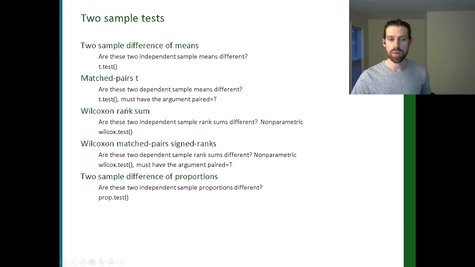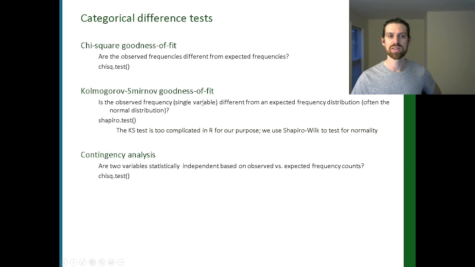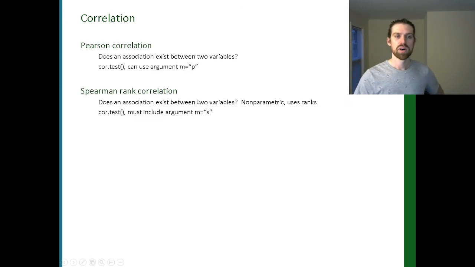And then you've also got the non-parametric Wilcoxon and rank sum tests, these tests down here, if you don't have parametric data. We also covered ANOVA, analysis of variance, and the non-parametric equivalent of the Kruskal-Wallis test, as well as those categorical difference tests, so focusing on things like chi-squared and also the Kolmogorov-Smirnov goodness of fit test, so thinking about whether we've got normally distributed data or not. And then also we covered correlations, so Pearson correlation for parametric data, or the Spearman rank correlation if we've got non-parametric data.